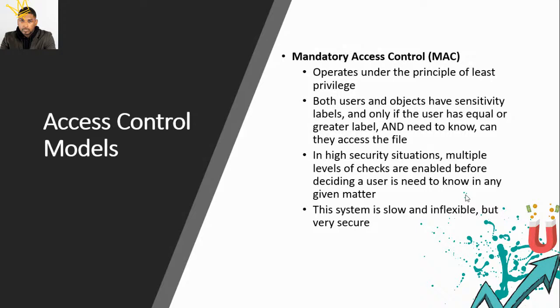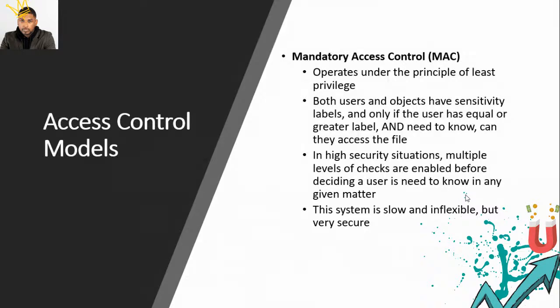Mandatory access control operates under the principle of least privilege. Again, both users and objects have sensitivity labels, and only if the user has an equal or greater label and a need to know can they access that file. In high security situations, multiple levels of checks are enabled before deciding if a user has a need to know in any given matter. This system is very slow and inflexible, but it's very secure.